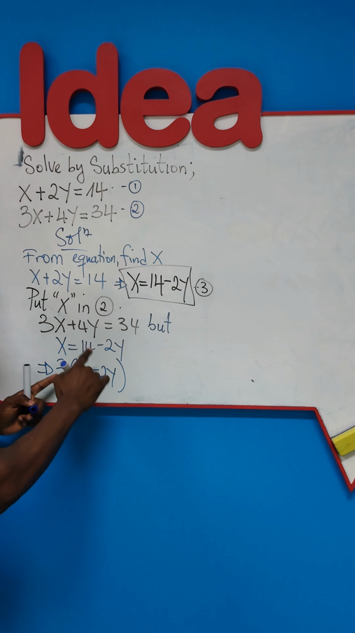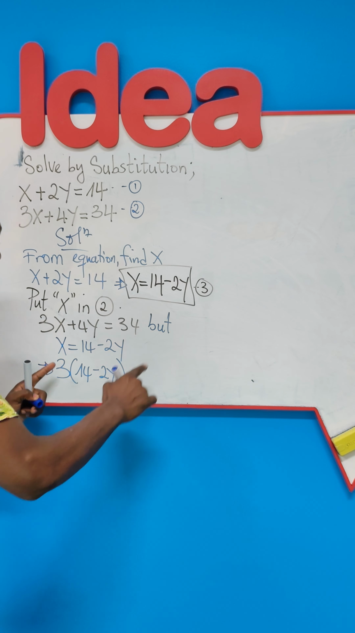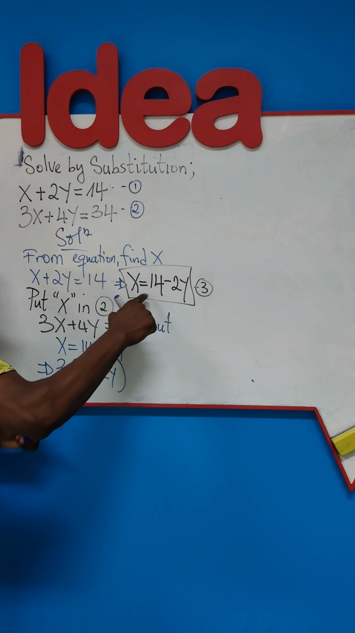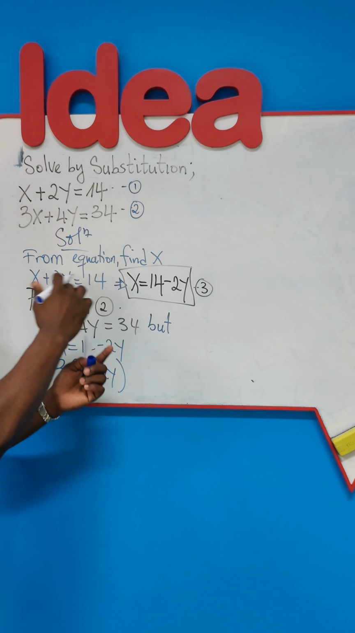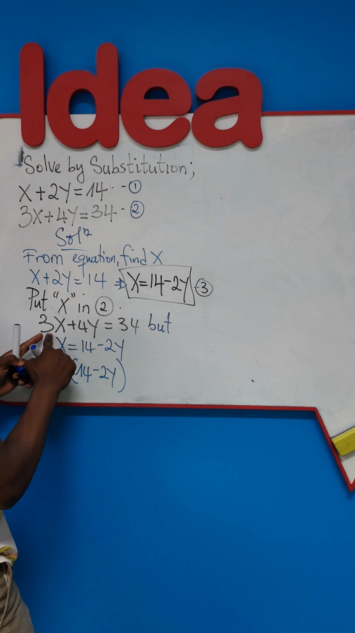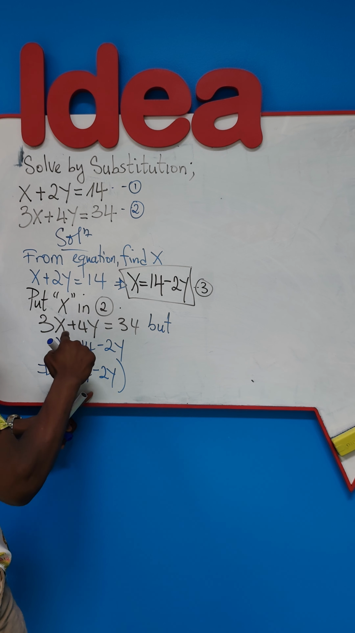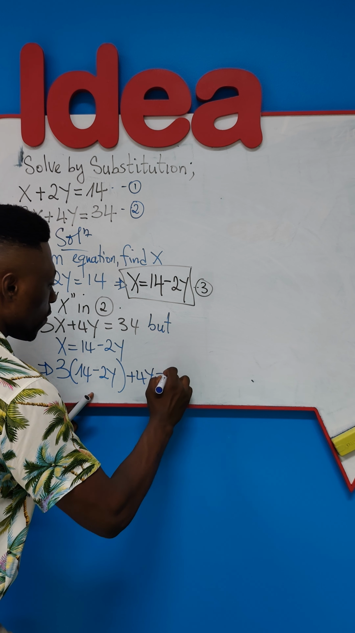So this is where this method derives its name from, substitution, because right now we are substituting x by its value which we found here. All right, it's all about substituting, replacing. Okay, so here the equation says 3x, so 3 all of this now, plus 4y, okay, equals 34.